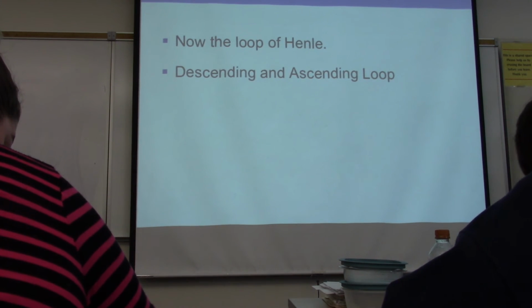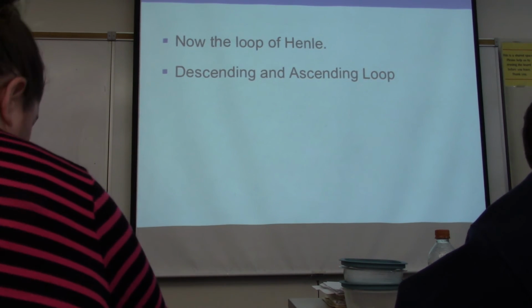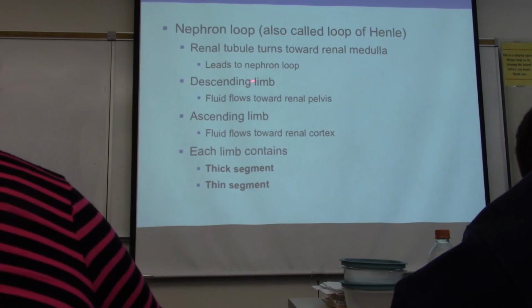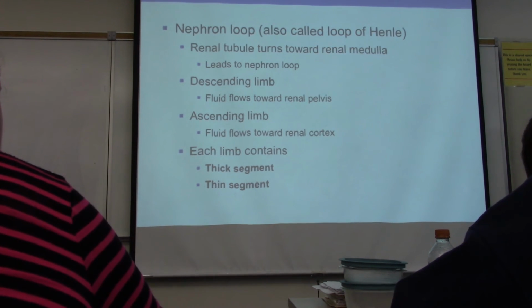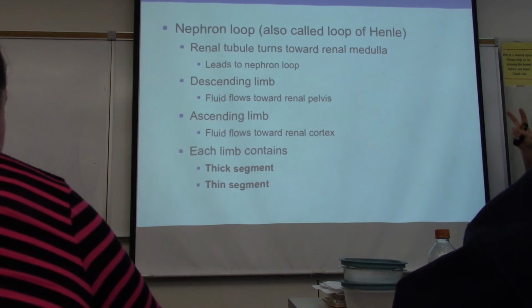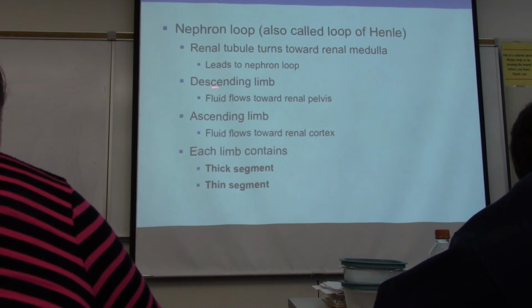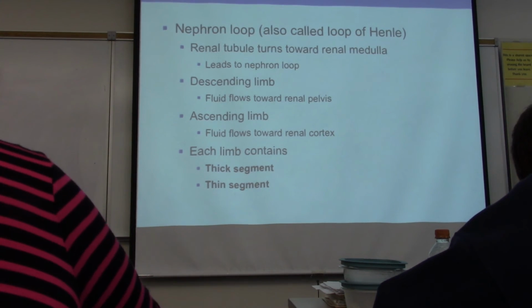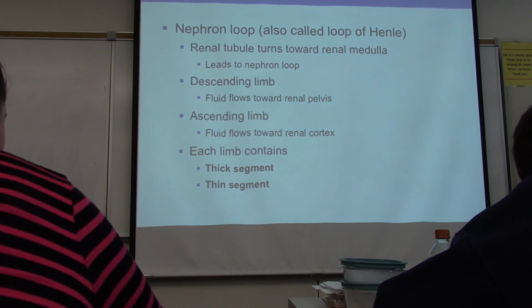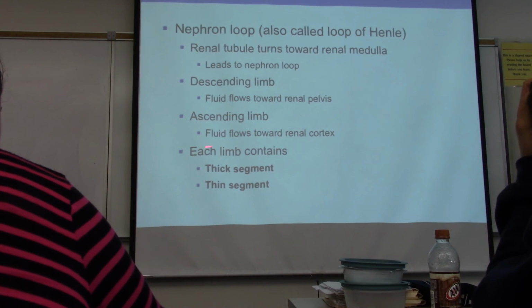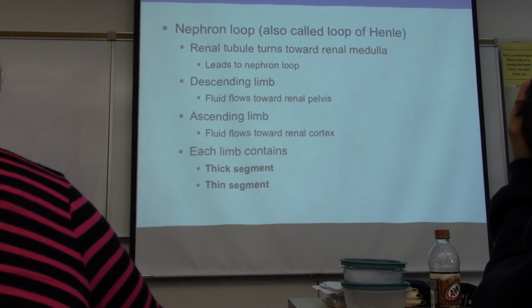Let's go into the loop of Henle next, and we're going to go down the descending loop and come up the ascending loop. The descending loop is actually flowing towards the renal pelvis. In other words, they're coming down to the middle of the kidney, through those little pyramid things. Remember those triangular things? The pyramids that we talked about. So as you're going down the descending loop, you're flowing towards the renal pelvis. When you get into the ascending loop, you're pulling fluid back, and you're going back away and out towards the cortex again.